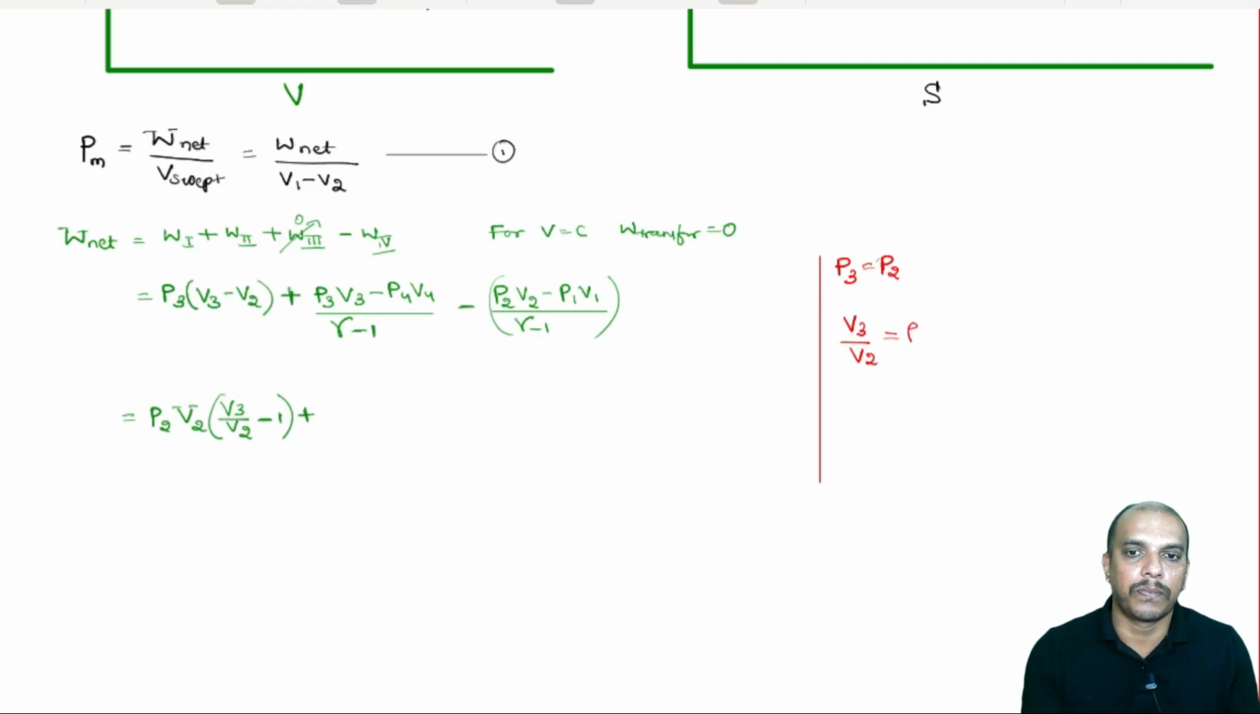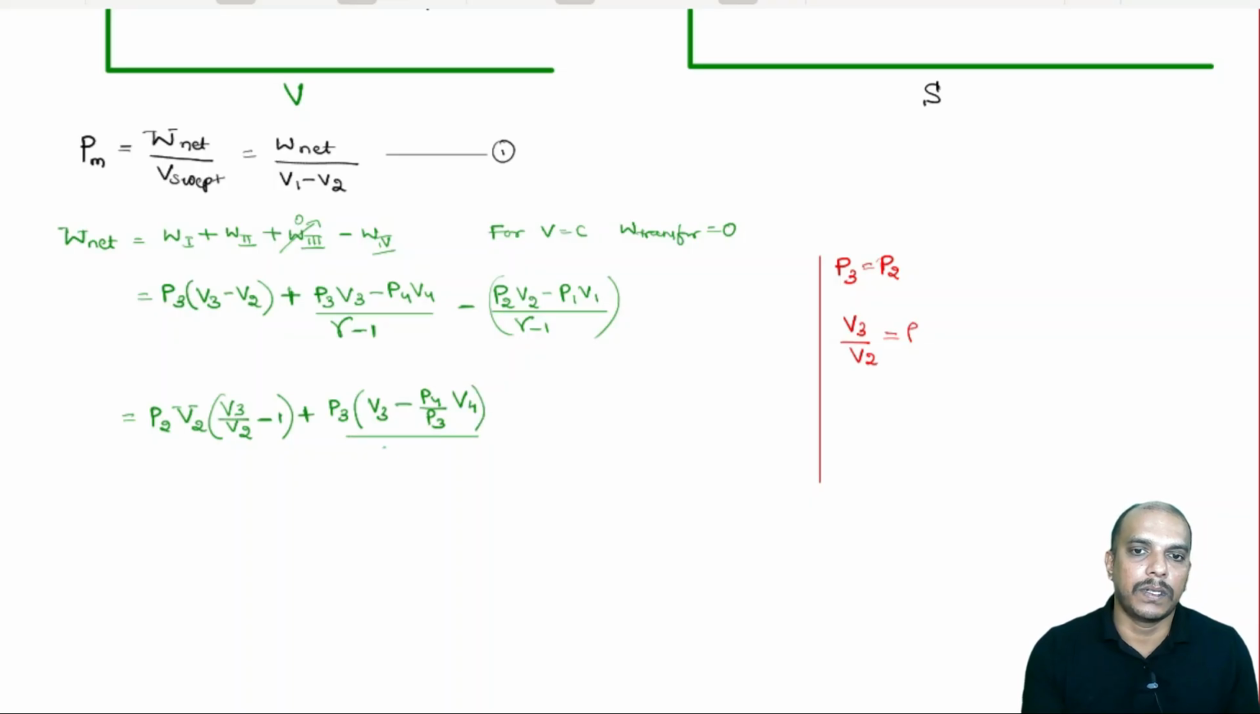Next, let us take P3 common out here also. So, I will take P3 common from here, and I will have V3 here minus P4 by P3 and we will have V4.